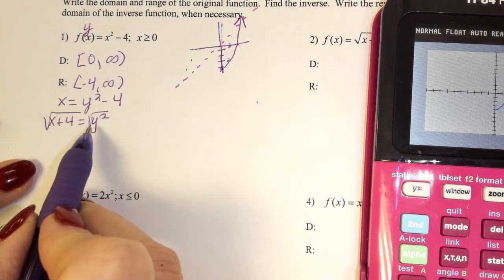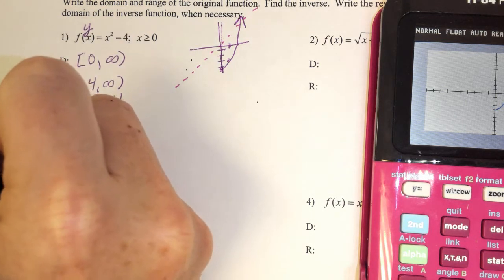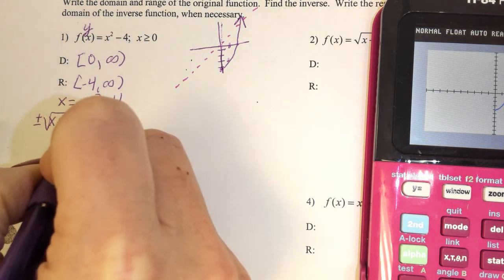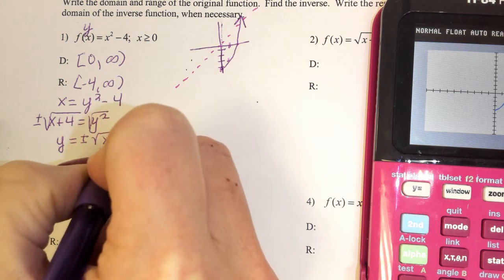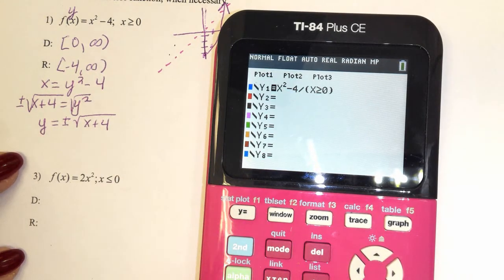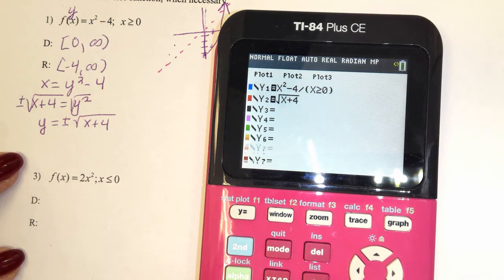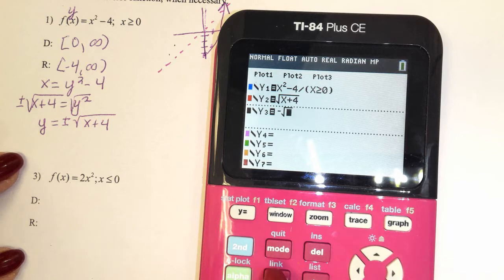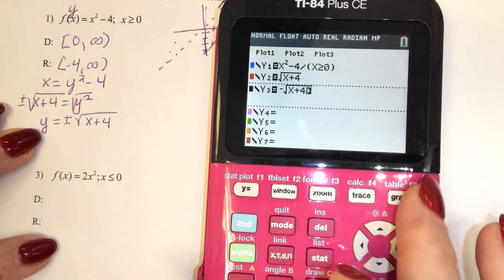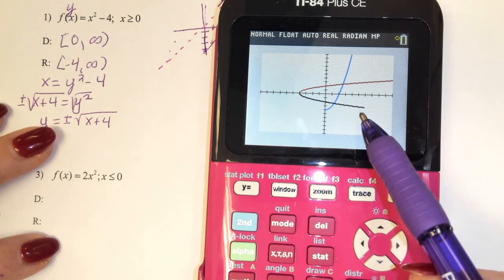And now I'm going to have to take the square root. What do we have to put in front anytime we take the square root on an equation? Plus or minus. The square root of y squared is y. So I really have y equals plus or minus the square root of x plus 4. But watch if I graph this on the calculator. I'm graphing the square root of x plus 4, and I'm graphing negative the square root of x plus 4. That's what I'm saying the inverse is. So now when I graph it, here comes the positive and here comes the negative.